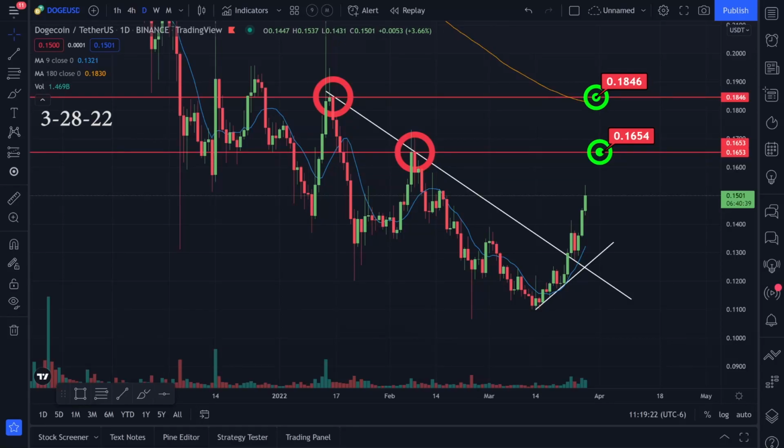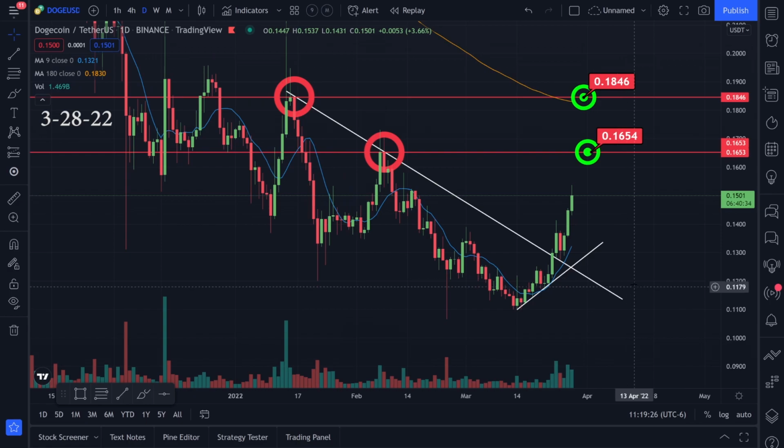Let's take a look at the chart action for Dogecoin. Okay, so here is what I'm looking at. This is the lines and stuff that I'm looking at on my chart. The next targets that I'm looking at are .165 and .184. Let me show you how I got there.